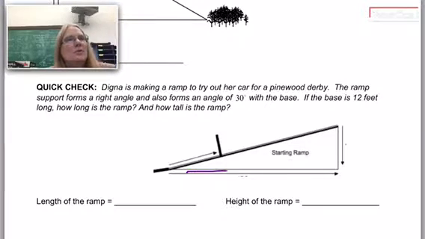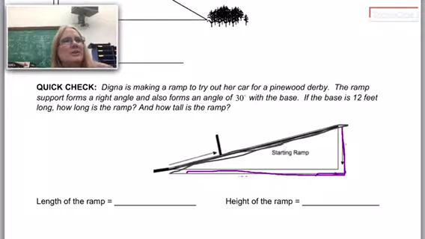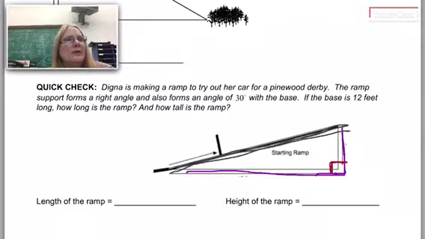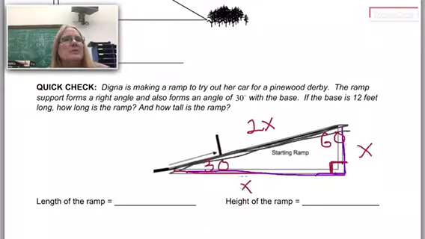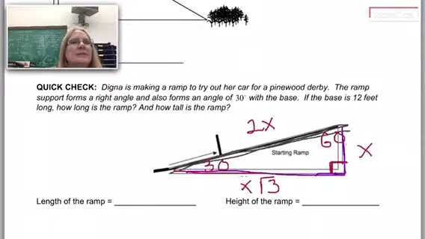So here's the support, okay? This is the support, and this is the ramp. The ramp is this right here. So the support has a 90-degree angle, so here's our 90-degree angle. The ramp also forms an angle of 30 degrees with the base. So this is the base, so here is going to be our 30-degree angle, so this would make this our 60-degree angle. Then we want to label across from 30, x, across from 90, 2x, and across from 60, x to the square root of 3.